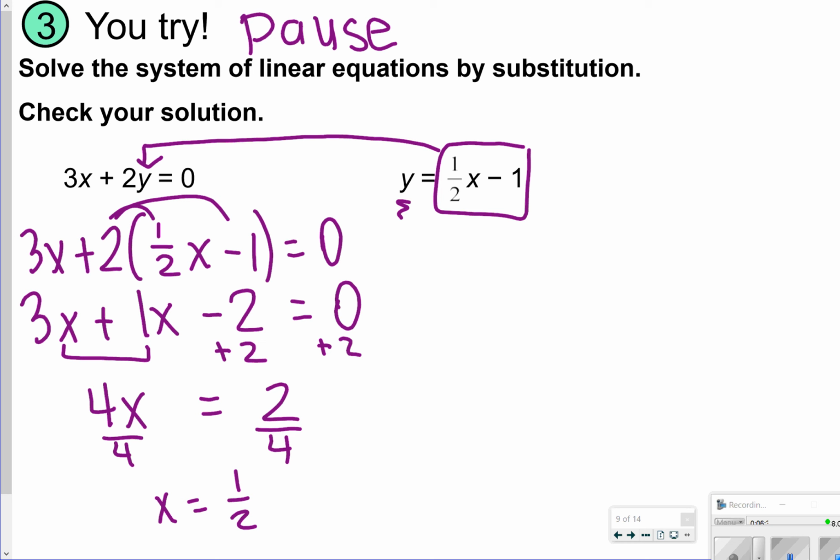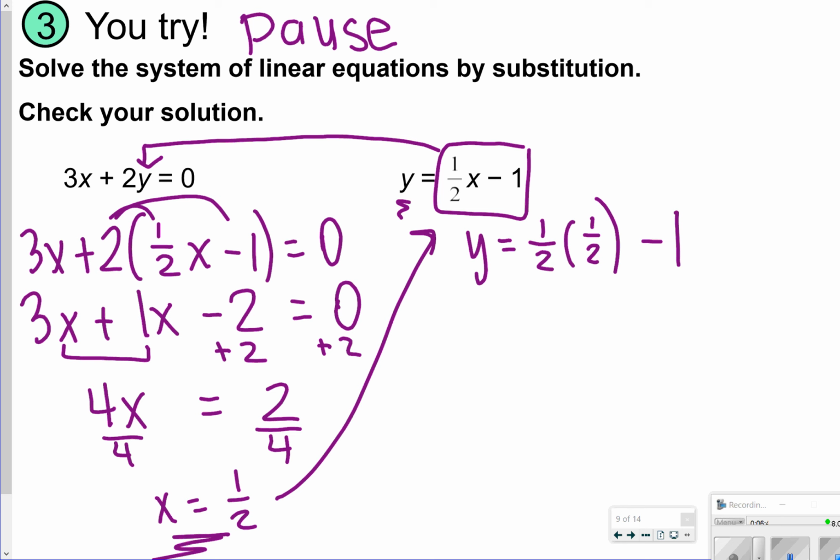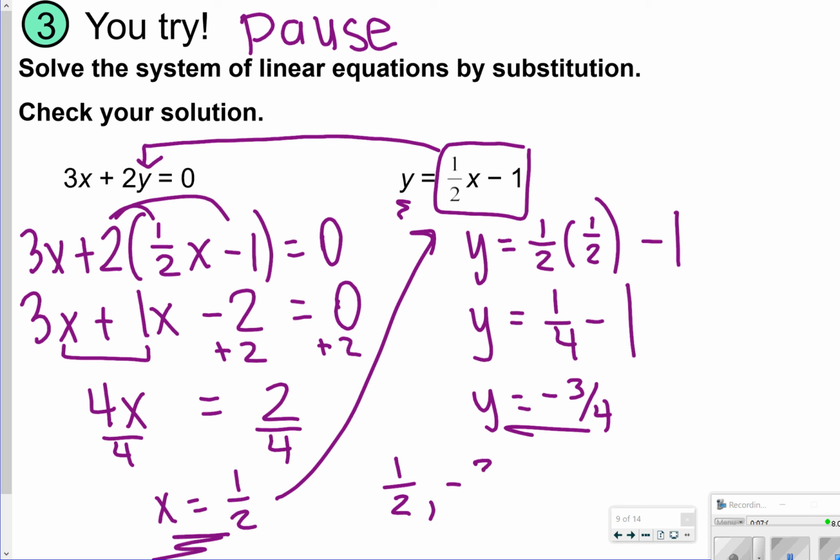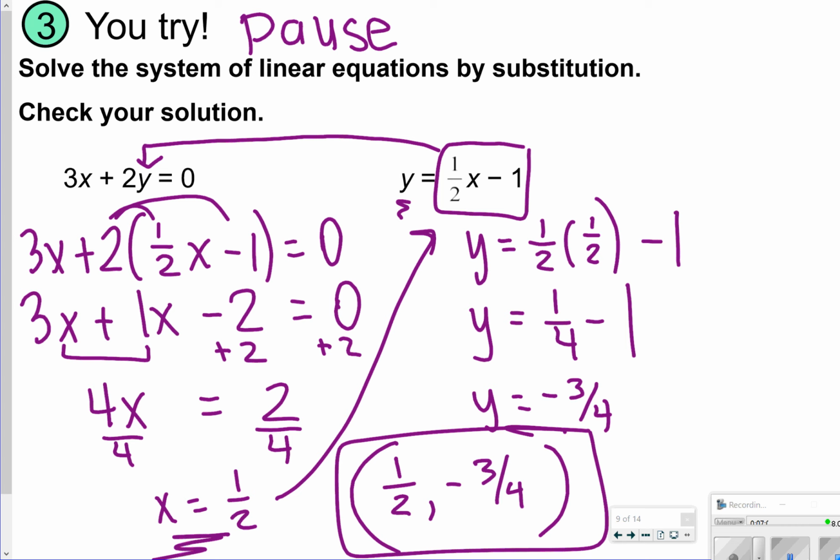Cool? Now I'm going to take this x and plug it back into my original equation. So y is equal to 1/2 x, so 1/2 times 1/2 minus 1. 1/2 times 1/2 is 1/4, so I'm basically just subtracting 1/4 from 1. That's going to give me negative 3/4. So y is equal to negative 3/4, x is equal to 1/2. I'm going to write my solution as 1/2, comma, negative 3/4. Okay. If you had the decimal equivalent, that would be fine as well.